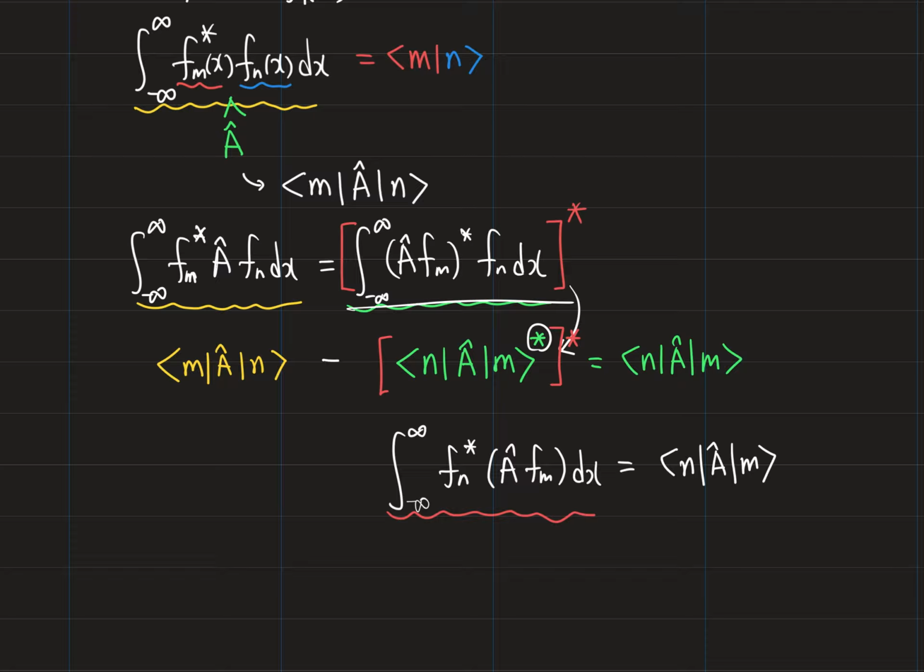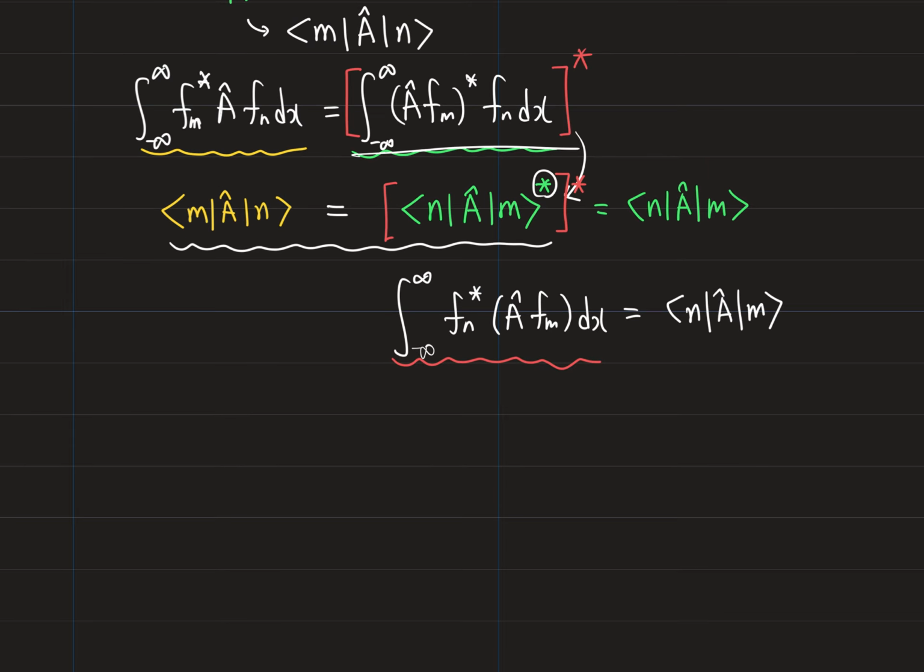So in the Dirac notation, we say that if the operator A is Hermitian, then we can claim that the operator A should satisfy this equality. So this is quite messy, so I'm going to write here again. Okay, let's move on to the next page.